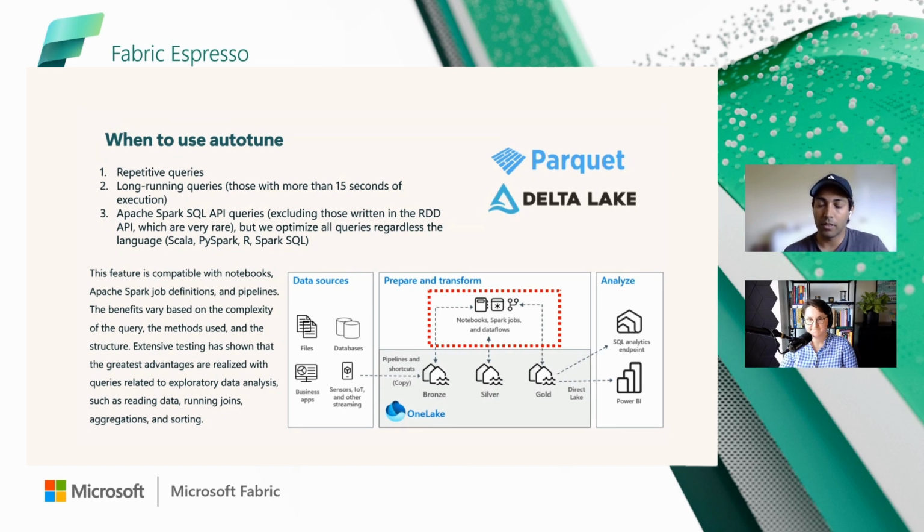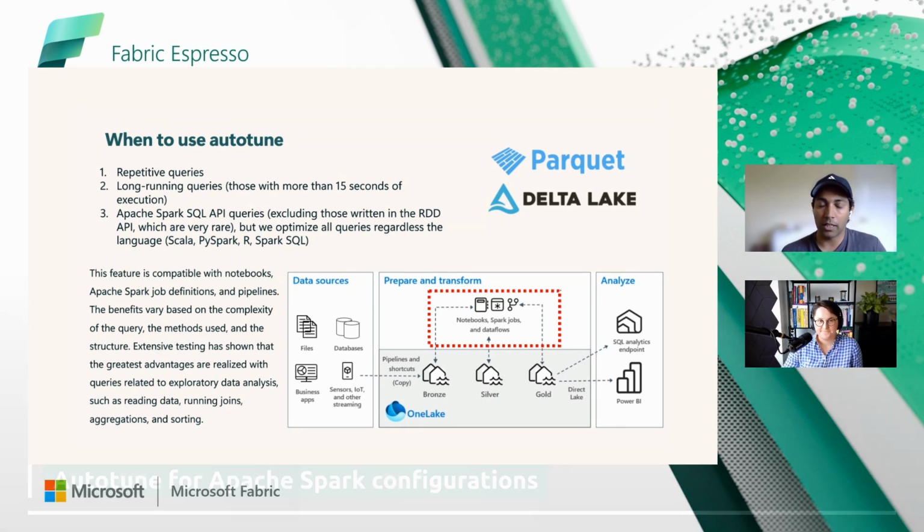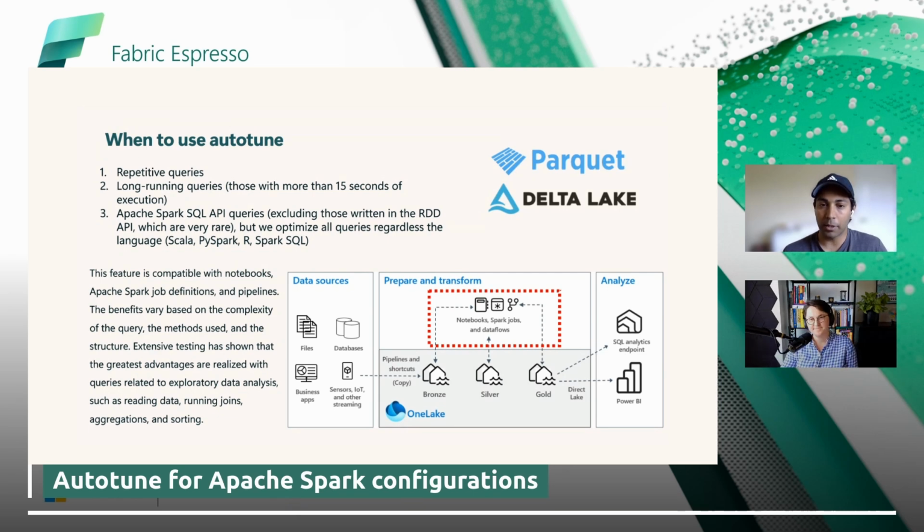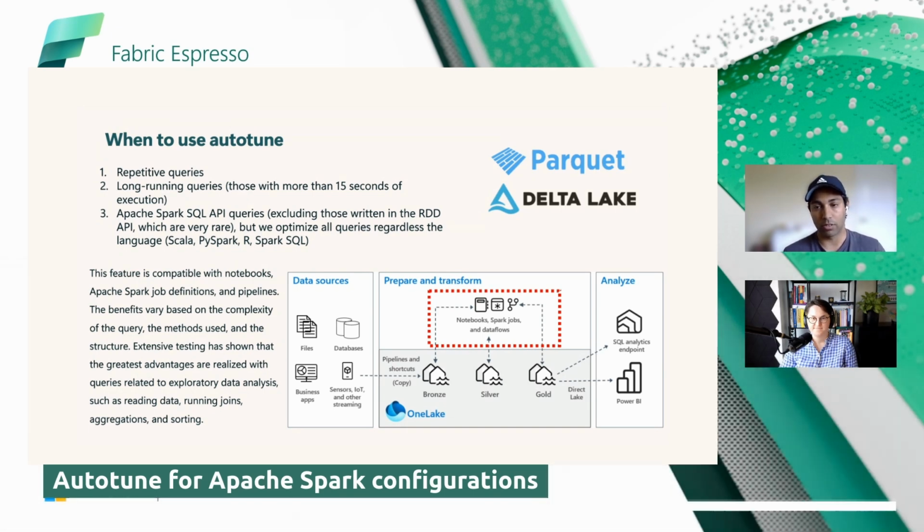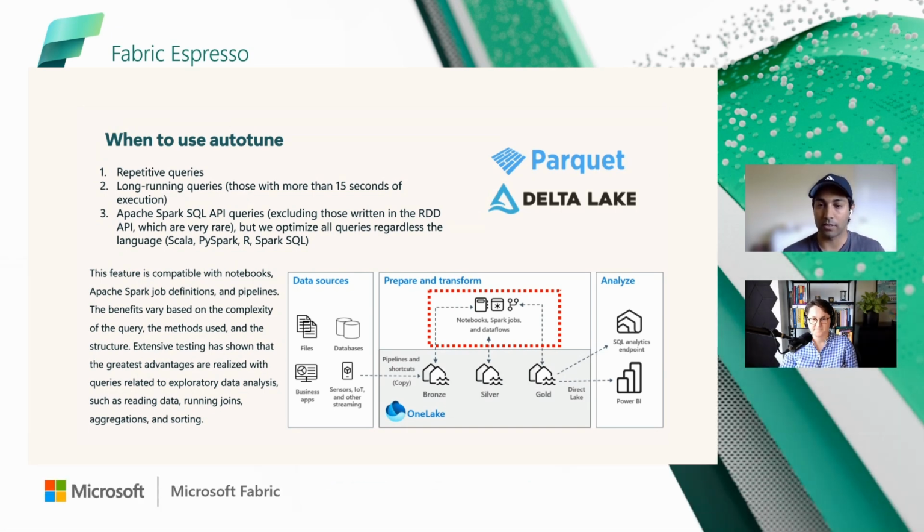You've pretty much covered the entire thing. So I'd just like to reiterate: these are repetitive queries, long-running queries, and Spark SQL. And Autotune automatically looks for such queries and tunes them. So as a customer or as a user, you don't really have to look for such queries and enable Autotune accordingly. This is all happening behind the scenes for you. These are things that you don't have to take care of to enable Autotune.